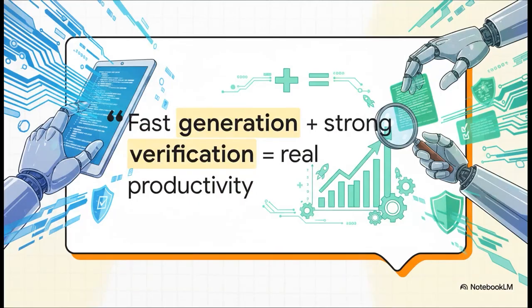And if you take away just one thing from all of this, let it be this. This is the golden rule. Real productivity in software development with AI comes from combining fast generation with strong verification. Let the AI generate code super fast, but then be relentless about verifying that it's actually correct.